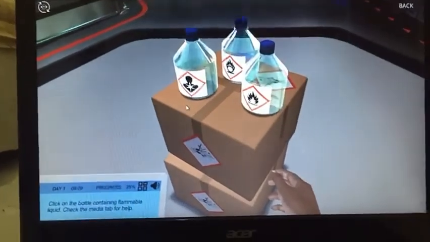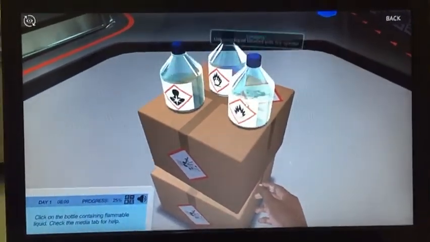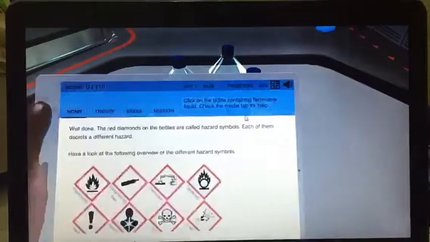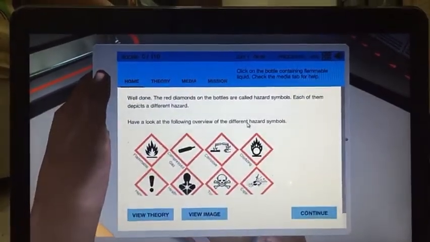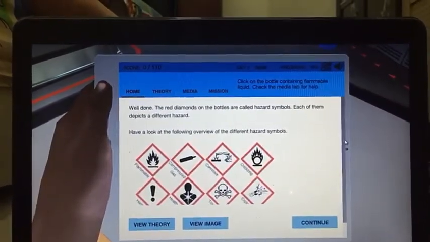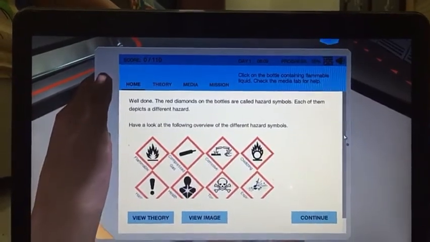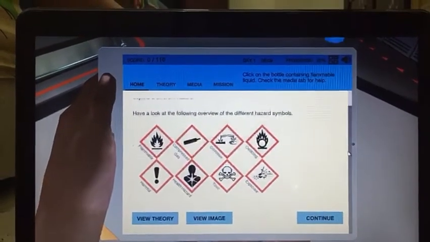Click on the bottle containing flammable liquid. Check the media tab for help. Well done. The red diamonds on the bottles are called hazard symbols. Each of them depicts a different hazard. Have a look at the following overview of the different hazard symbols.